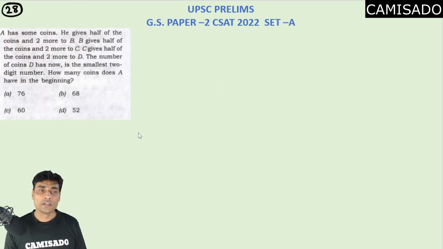Again, question number 28. A has some coins. He gave half of the coins and 2 more to B. Then B gave half the coins and 2 more to C. C gave half and 2 more to D, and the number of coins D has now is the smallest 2-digit number. The smallest 2-digit number is, we know, 10. So D has got 10 coins. We have to find how many coins A has. So D is basically 10.